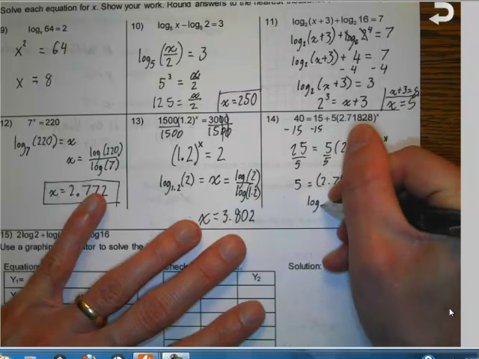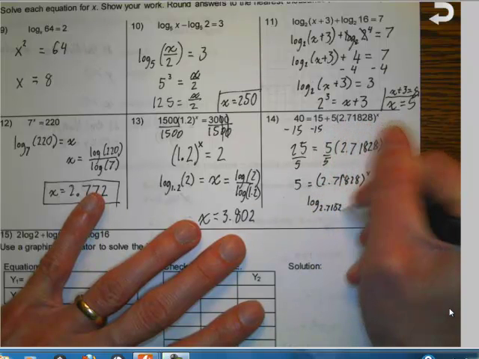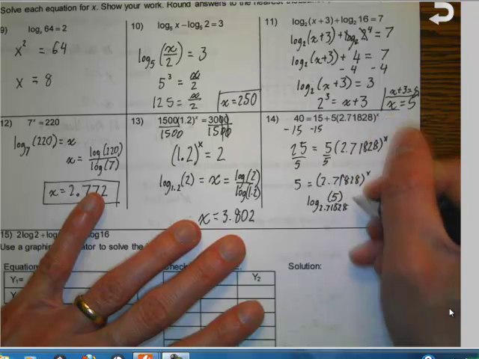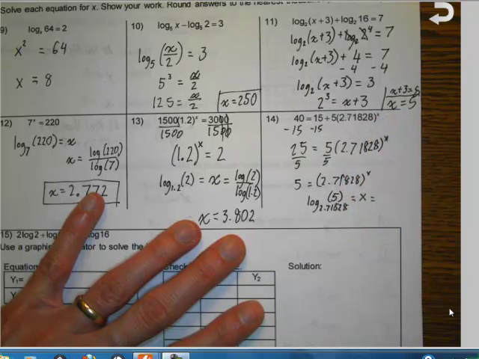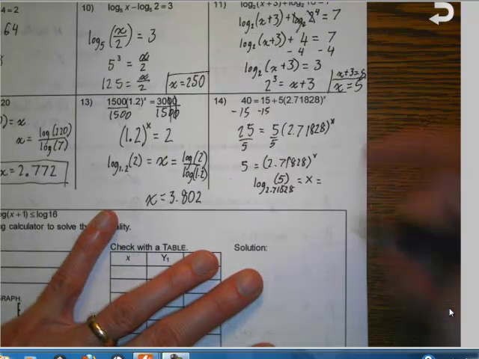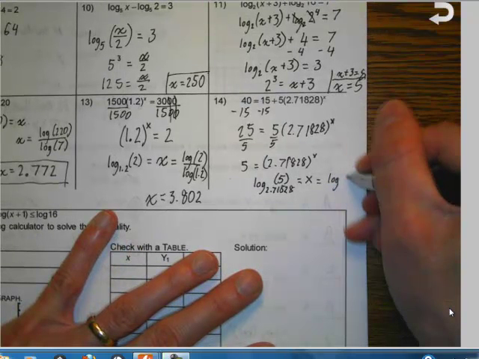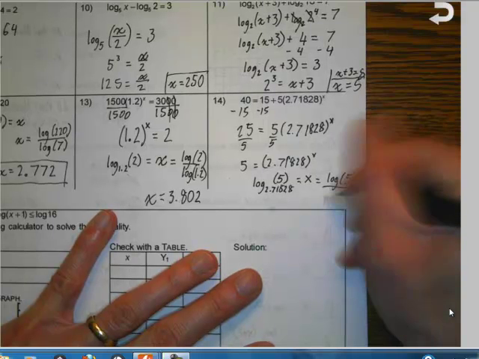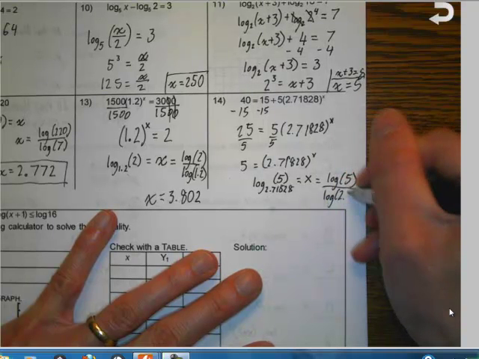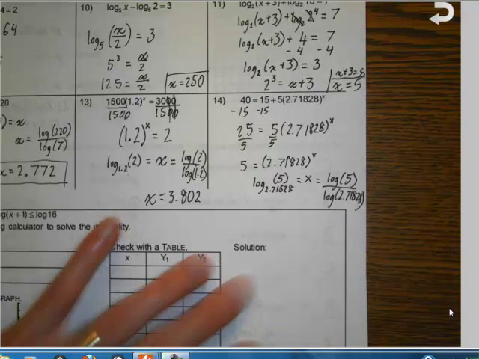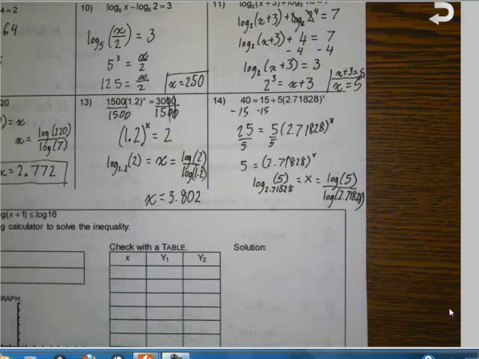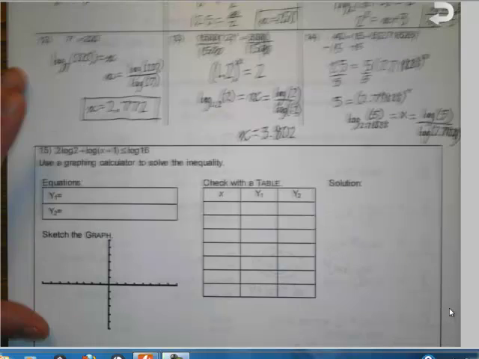So we're going to take the log base 2.71828 of 5 is equal to x, which means using our change of base formula, we have the log of 5 on top, and then the log of 2.71828 on bottom, right? And then that can be punched in on the calculator and should give you some decimal approximation, which I will leave to your devices later in the interest of time.